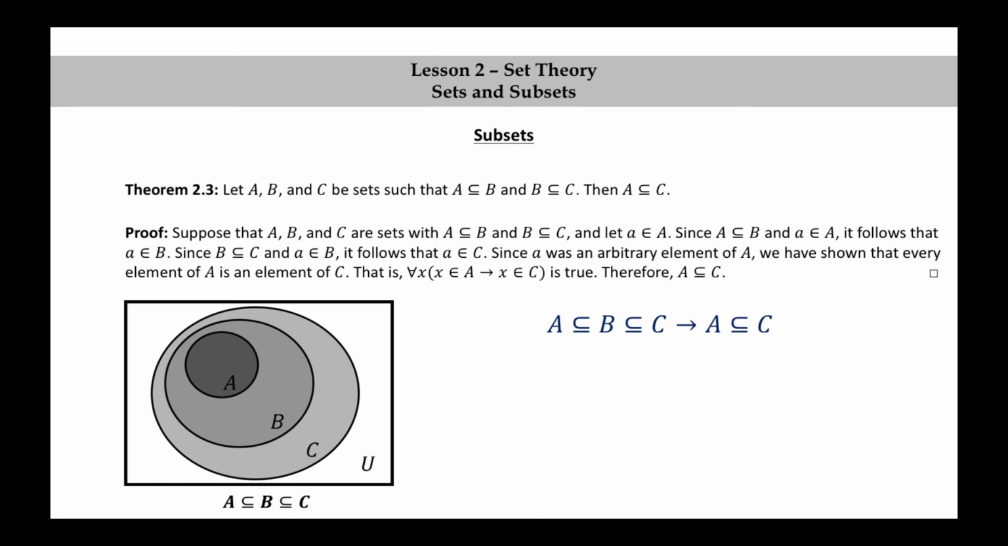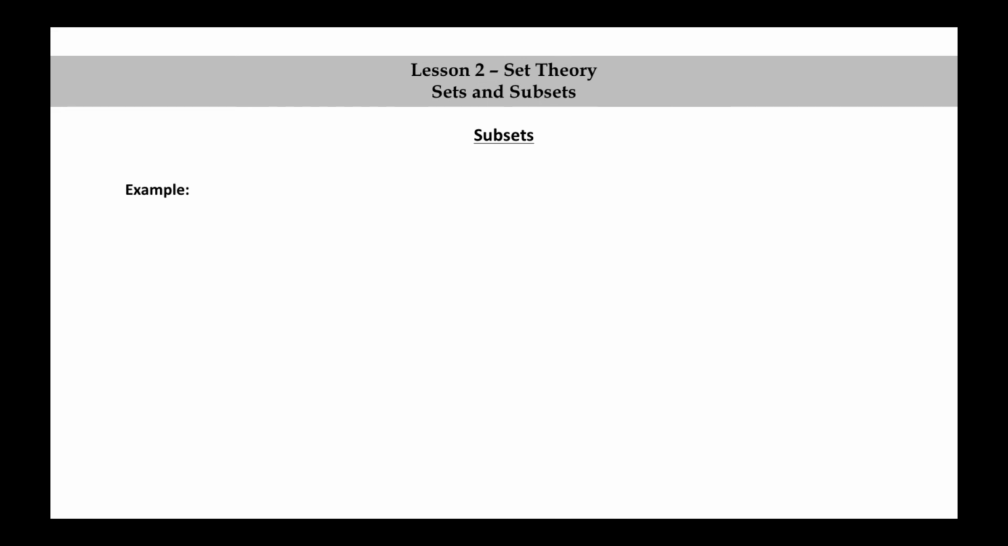Notice, however, that only the proof that we just presented right above this picture tells us for certain that this statement is actually true. In this case, we say that the relation subset is transitive. Let's look at an example of a relation that's not transitive. So in this example, we'll show that the relation epsilon is not transitive.